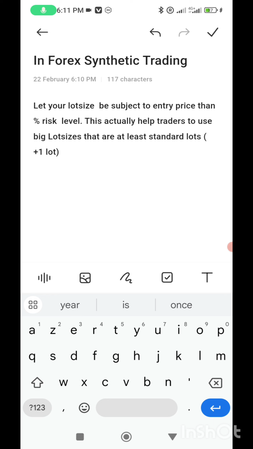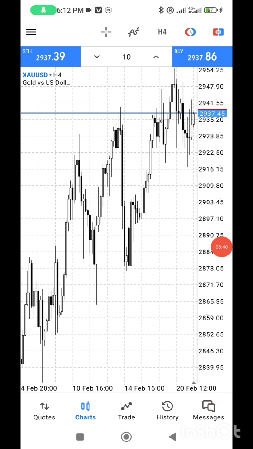Okay, you will use 1 lot size at least. Worst come to worst, you can use 1 lot size. Now let me go to MT5 and talk about this more. Okay, right now this is that USD.